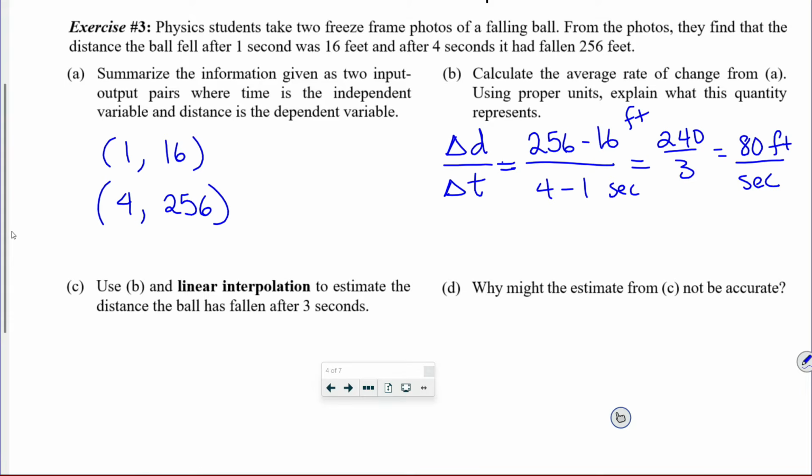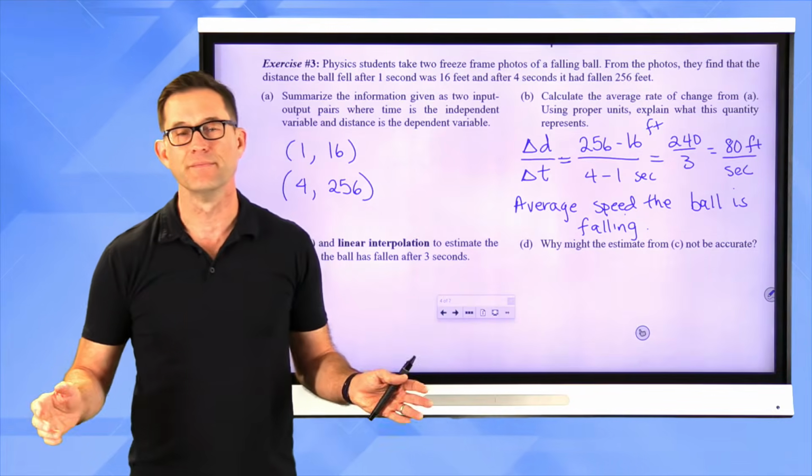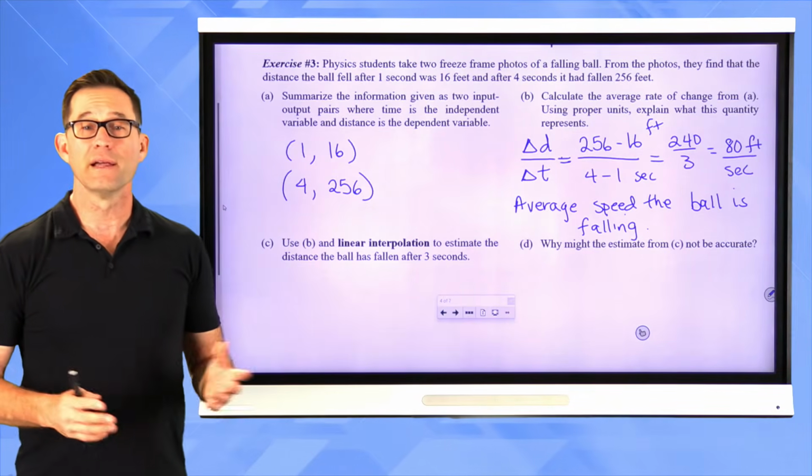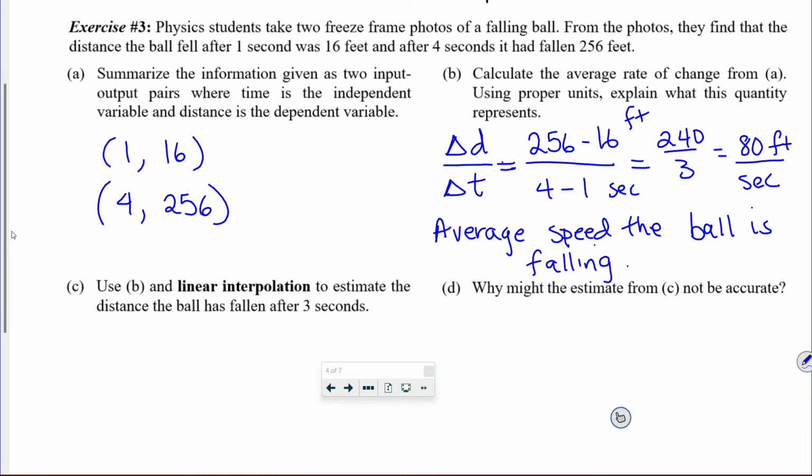Now, what does this quantity represent? It represents the average speed, is it a ball? Yeah, the ball is falling. The average speed that the ball is falling. Awesome. Great. Let's take a look at letter C.